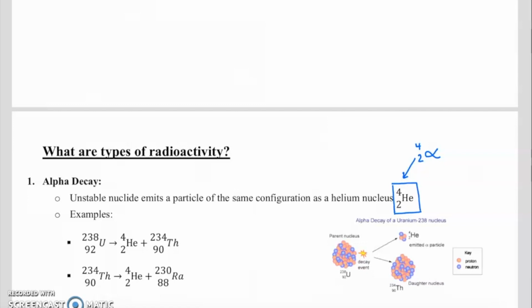So some examples of alpha decay would be uranium-238, releasing an alpha particle and becoming thorium-234.